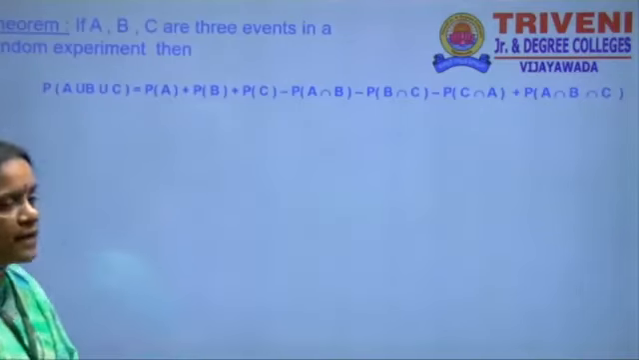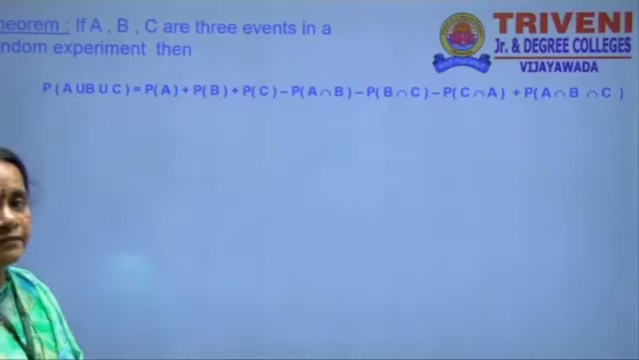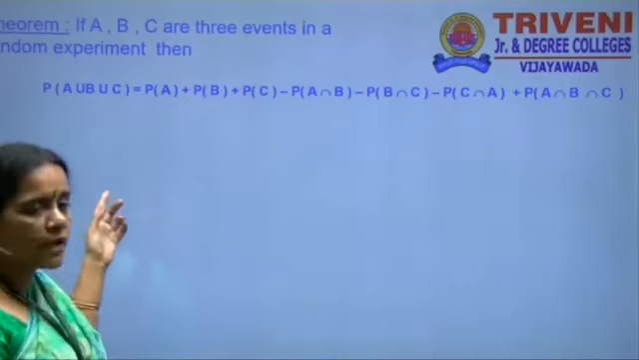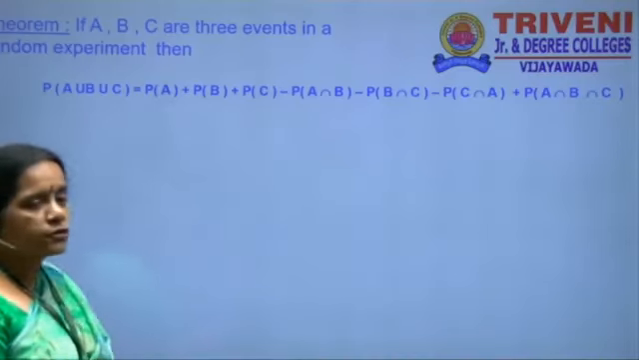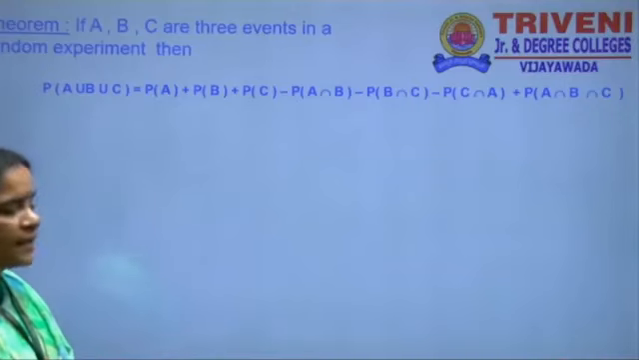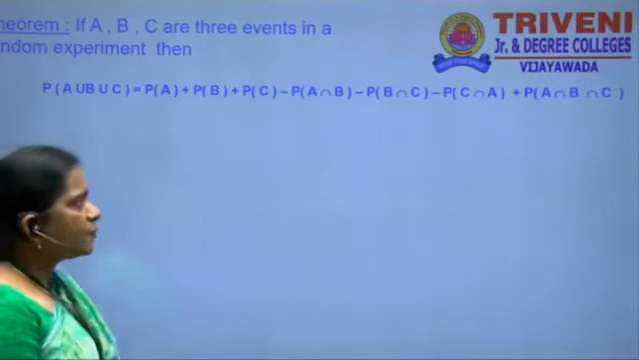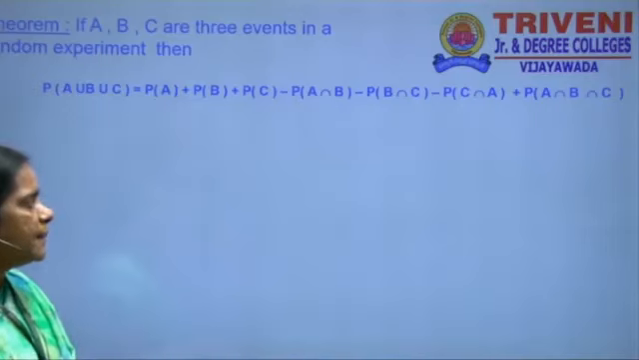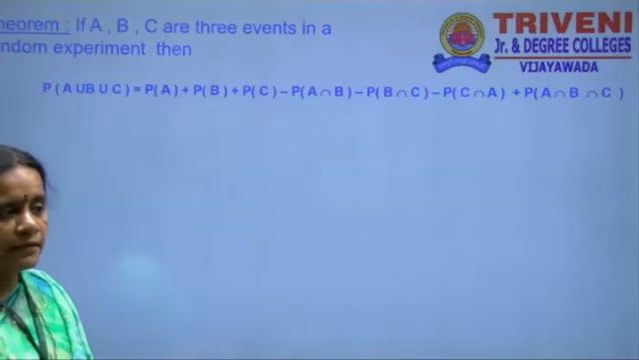This is one of the theorems. A, B, C are three events in a sample space of a random experiment. Then we have to prove that P of A union B union C is equal to P of A plus P of B plus P of C minus P of A intersection B minus P of B intersection C minus P of C intersection A plus P of A intersection B intersection C.